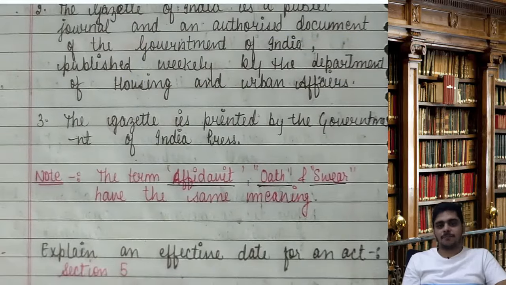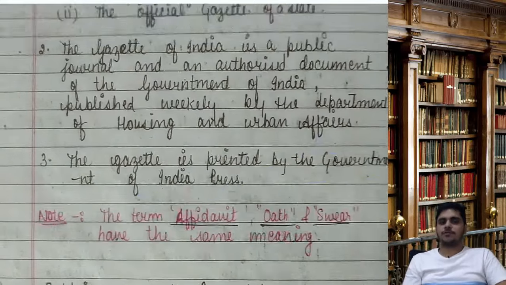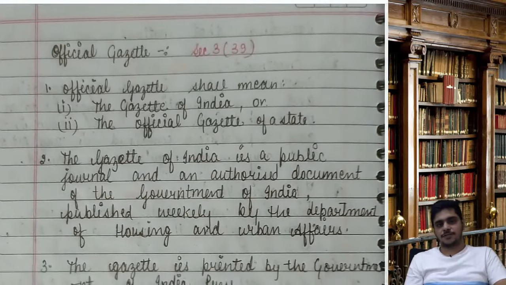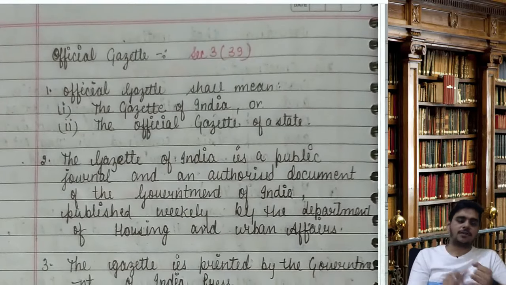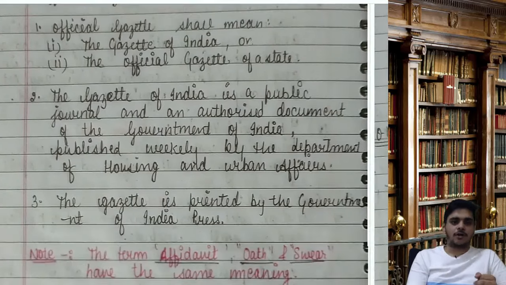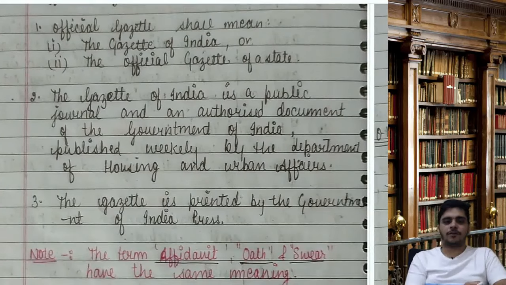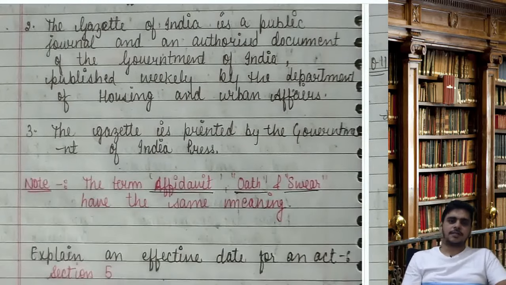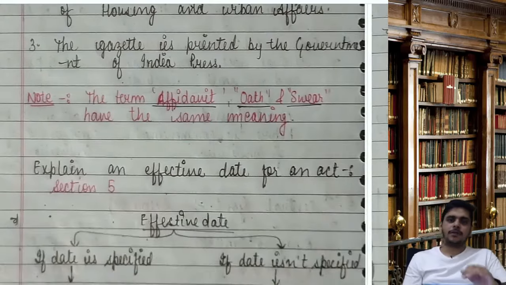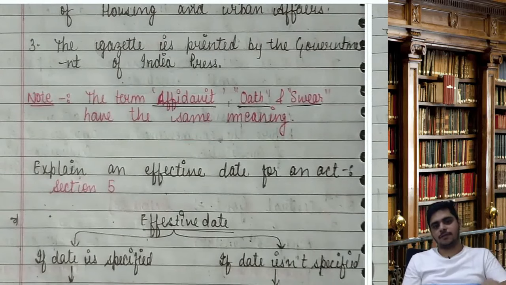Now, it is printed by which? Government of India Press. So, for a 3 mark or 4 mark answer, explain official gazette: it is basically the Gazette of India or the official gazette of state. It is a public document published weekly by the Government of India via the Department of Housing and Urban Affairs. It is printed by the Government of India Press. Clear? The terms affidavit, oath, swear all have the same meaning.